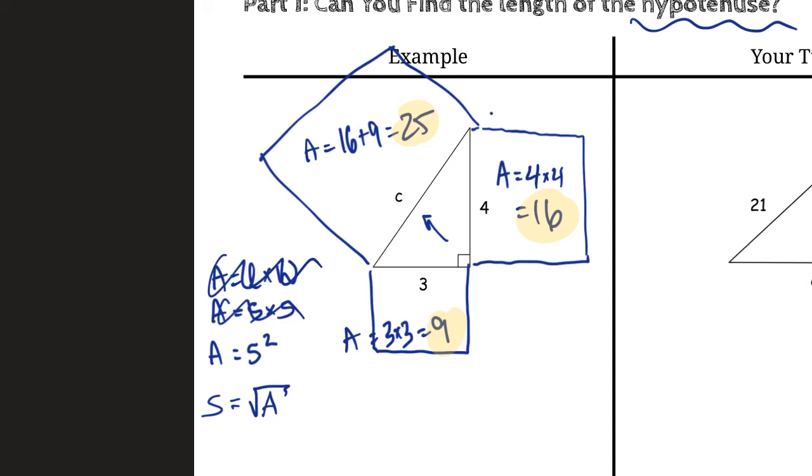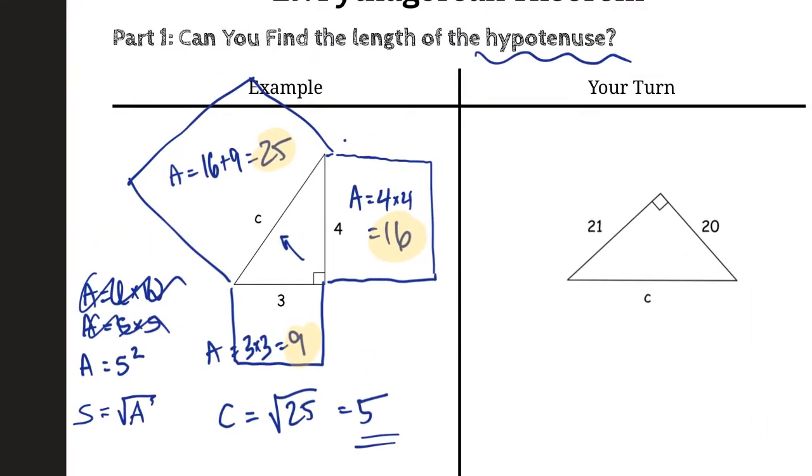But the side length, in this case, is called c. C is just going to be the square root of 25, right? Which equals 5. So the length of that missing side is just 5 centimeters, or 5 units, whatever the units are. Okay? So what I want you to do is pause the video here, try this next question, the your turn question, see if you can figure out what that length is down there. When you're done, unpause it to see if your answer matches mine. Okay? Pause here.